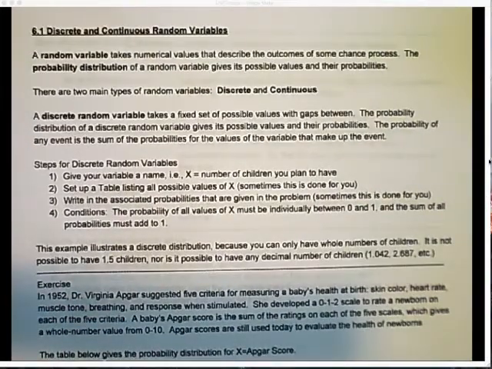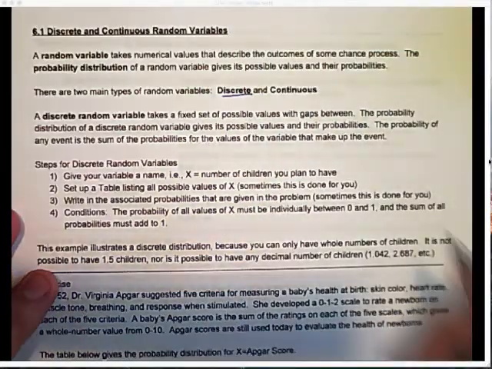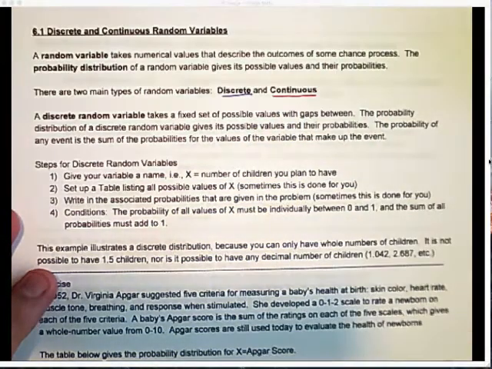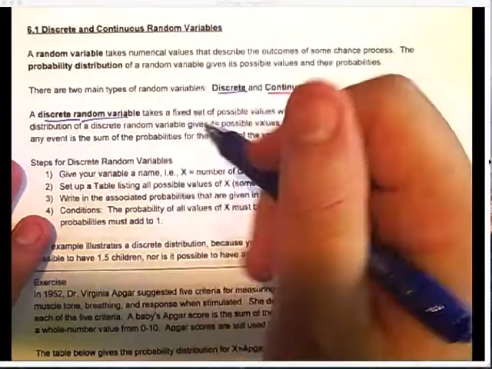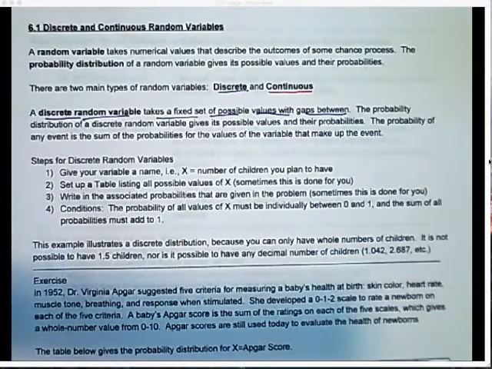Okay. So there are two main types of random variables. There's discrete random variables, and there are continuous random variables. So here it says a discrete random variable takes a fixed set of possible values with gaps between. Alright, the probability distribution of a discrete random variable gives its possible values and their probabilities. The probability of any event is the sum of the probabilities for the values of the variable that make up the event.